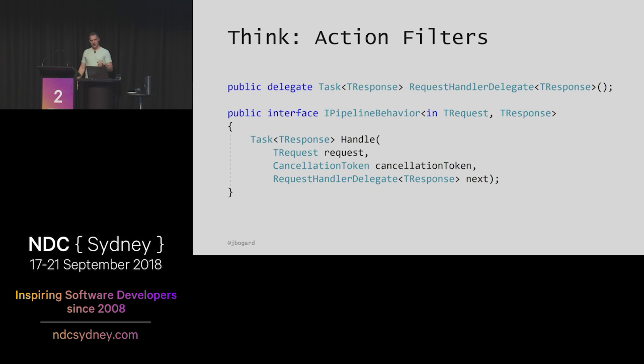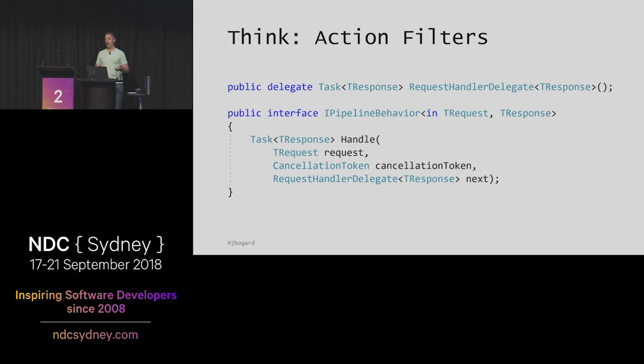So think of this as similar to action filters in MVC, where filters wrap around the execution of an action. You can do additional behaviors. This is exactly what I have as well. I have a very simple interface that takes in the request object and then takes the next action to perform as a parameter, and I need to return back out the response.